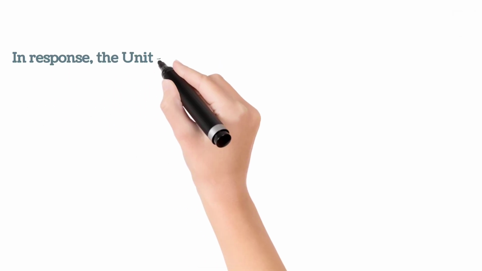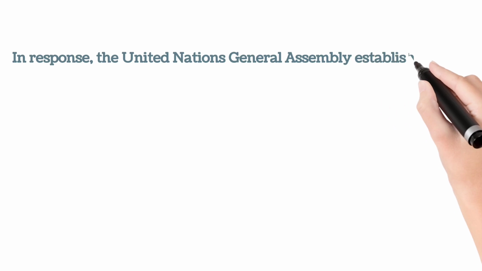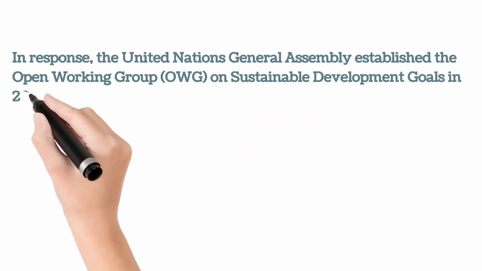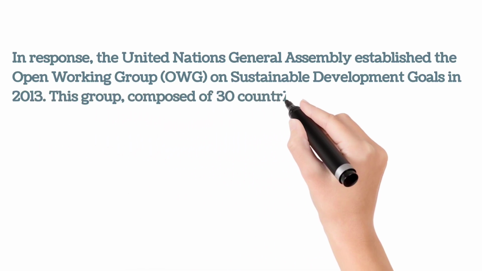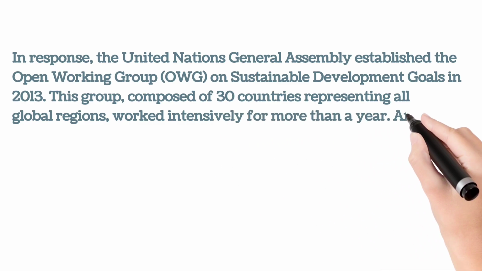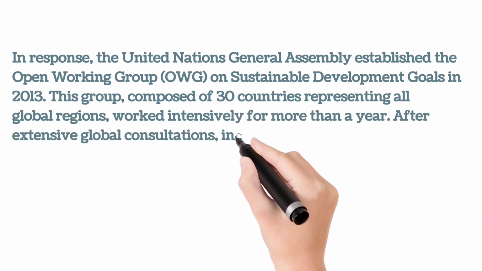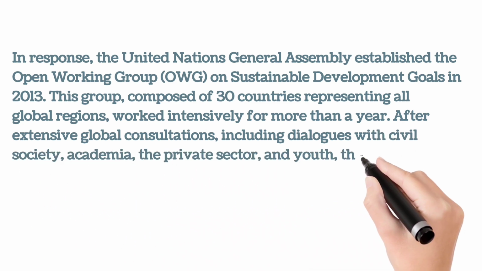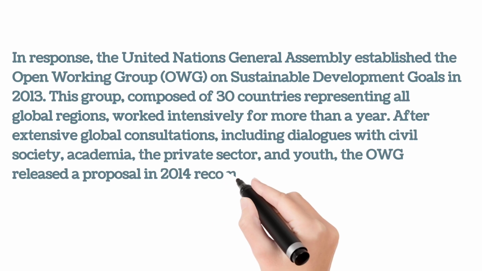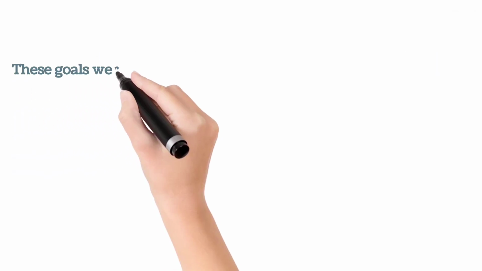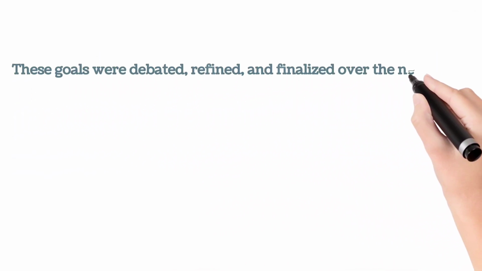In response, the United Nations General Assembly established the Open Working Group, OWG, on Sustainable Development Goals in 2013. This group, composed of 30 countries representing all global regions, worked intensively for more than a year. After extensive global consultations, including dialogues with civil society, academia, the private sector, and youth, the OWG released a proposal in 2014 recommending 17 goals and 169 targets. These goals were debated, refined, and finalized over the next year.